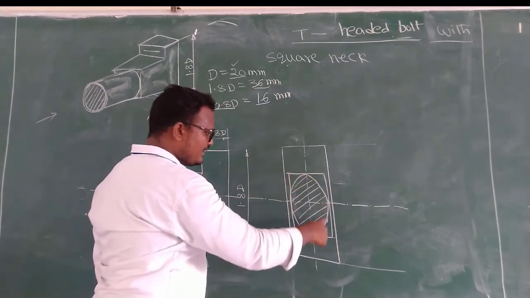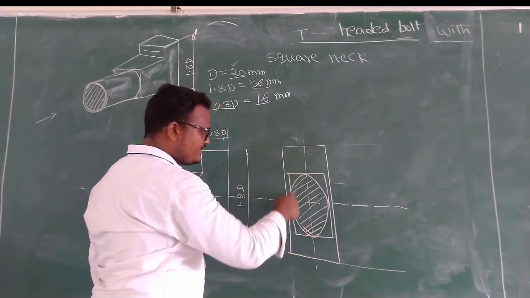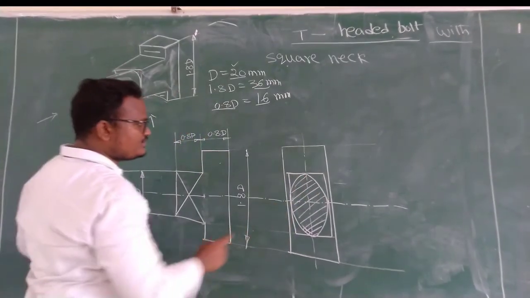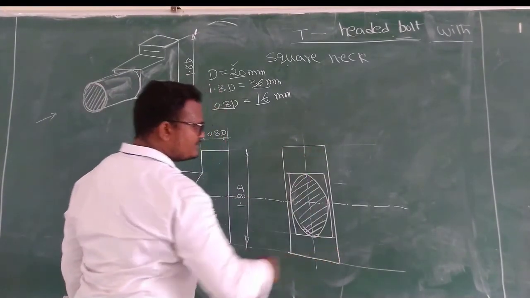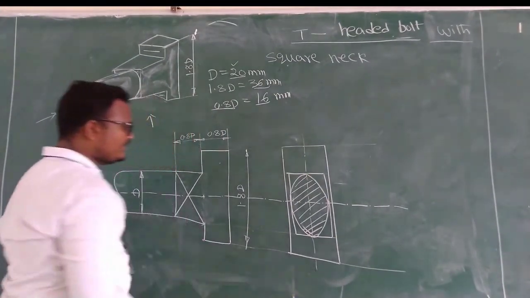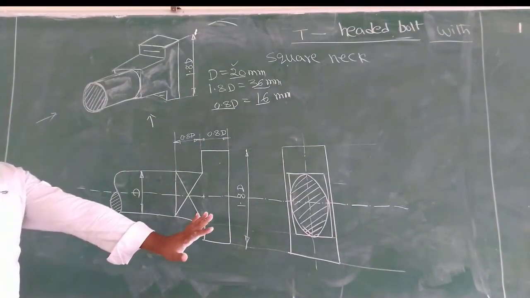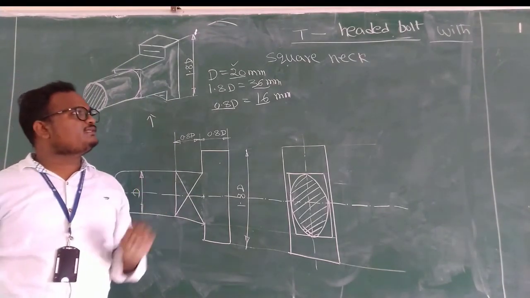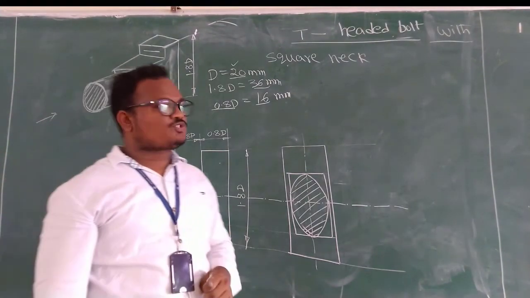So this is the neck dimension, this is the shaft, otherwise bolt dimension, and this is the head dimension. This is the side view, and this is the front view. So this is the information regarding the procedure of how to draw the T-headed bolt with square neck.